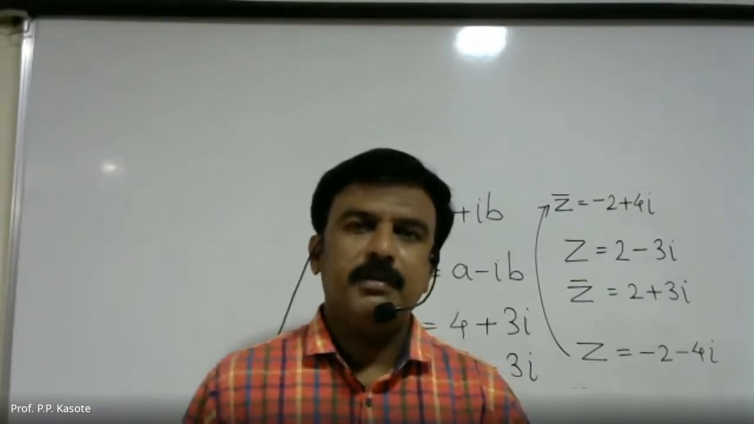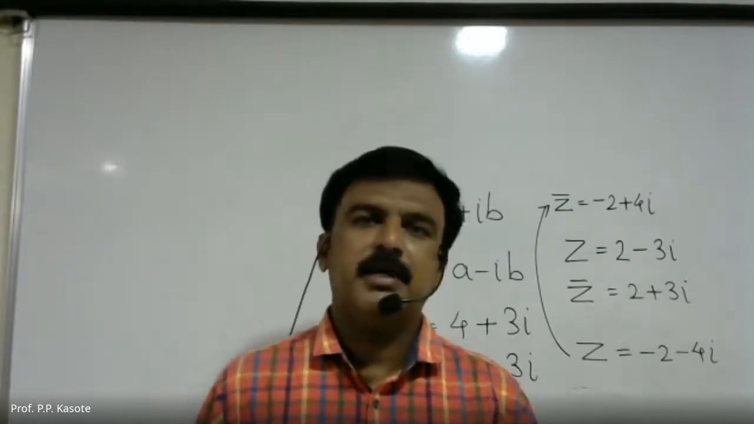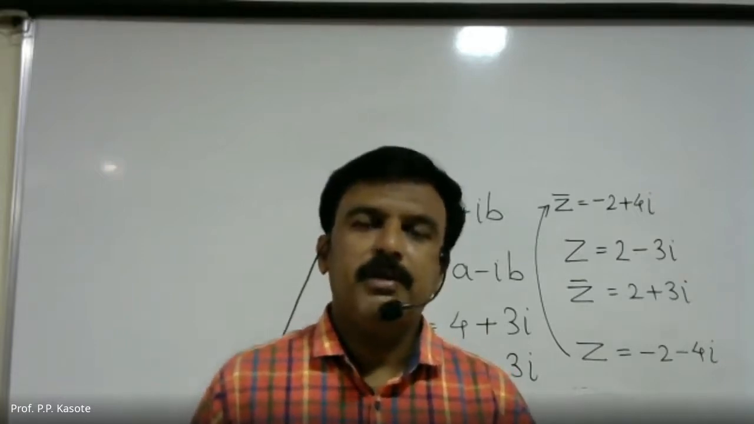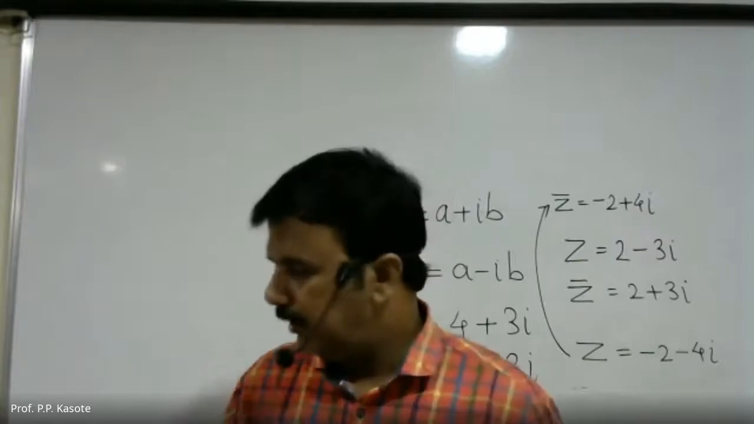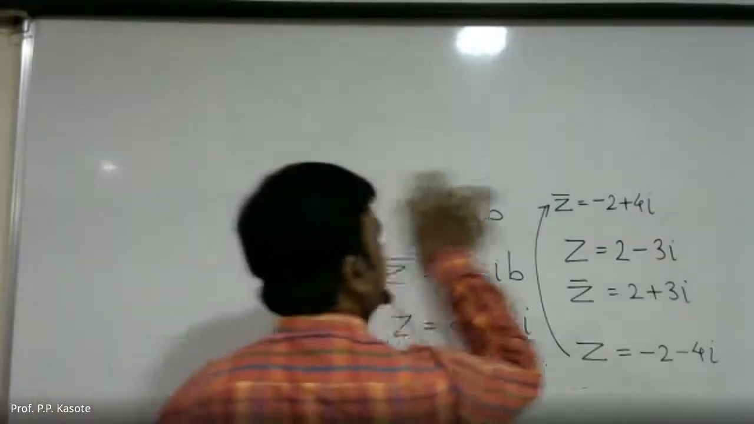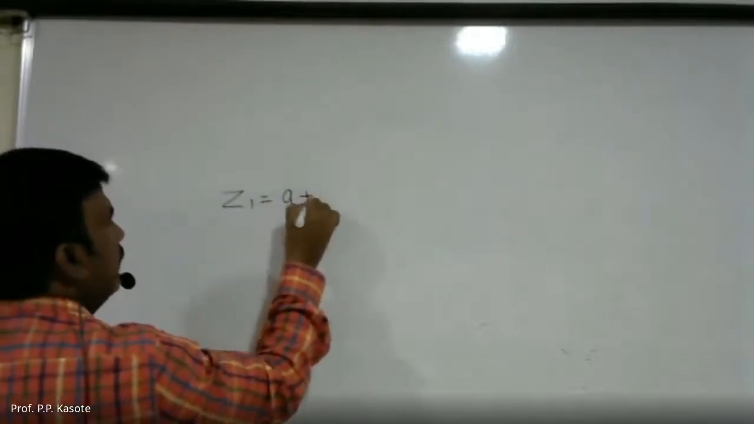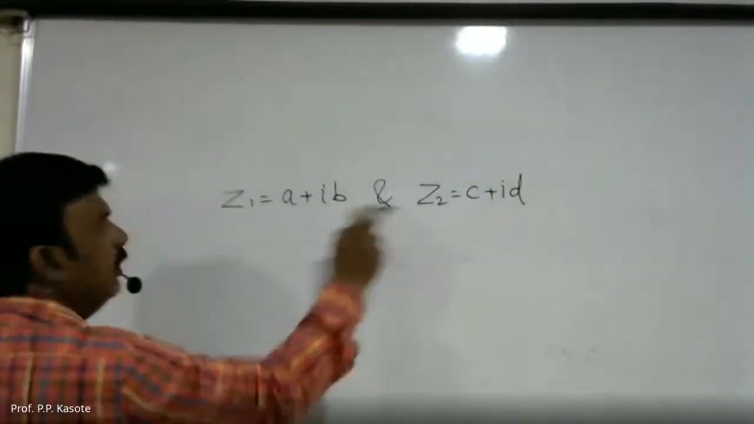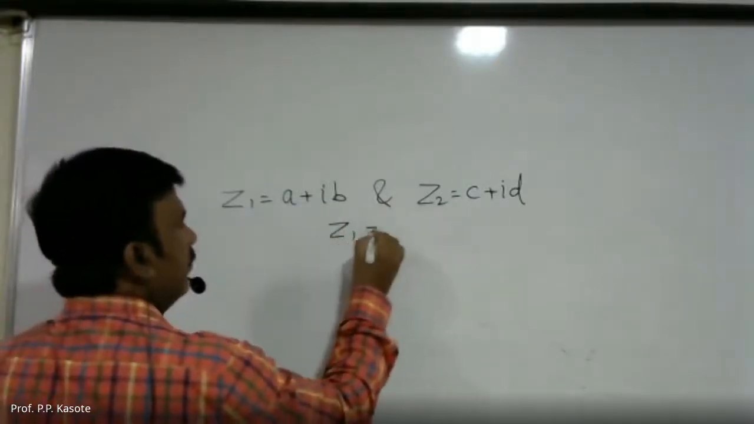Now, what the definition says, two complex numbers are said to be equal if their imaginary parts are equal as well as real parts are also equal. दो complex number तभी equal कहलाएंगे अगर उनका real part as well as imaginary part equal है तो. In simple words, I'll write the definition. Suppose we have two complex numbers z1 and z2. अगर हमारे पास दो complex number है, z1 is equal to a plus ib and z2 is equal to c plus id. Here you can see we have two complex numbers. z1 is equal to z2.